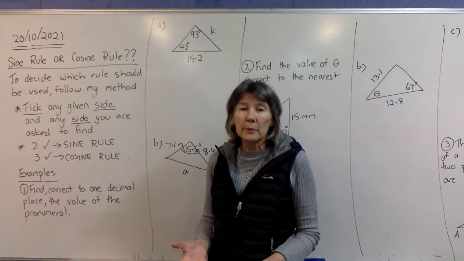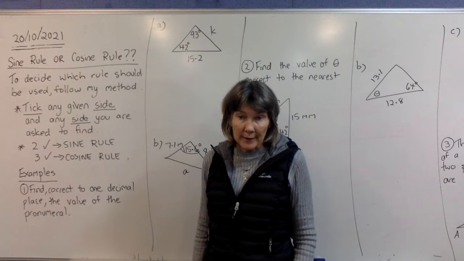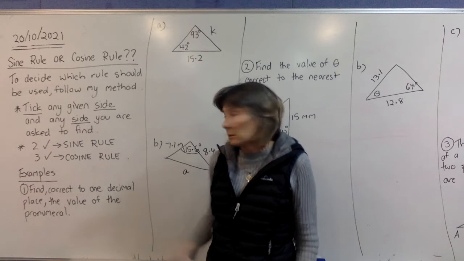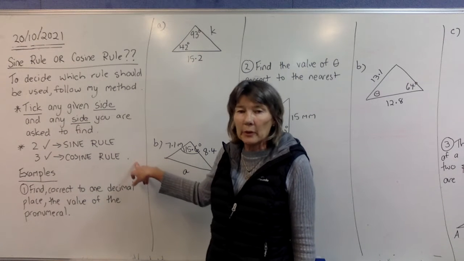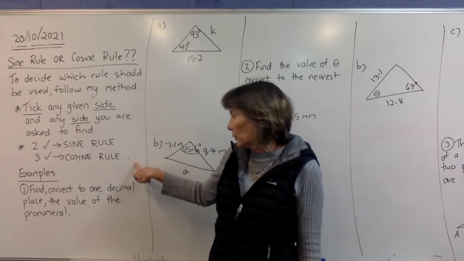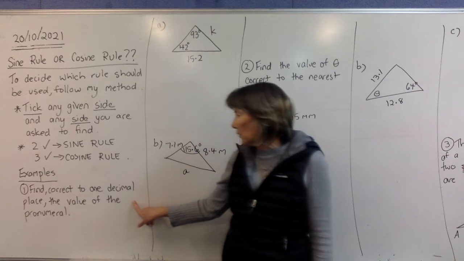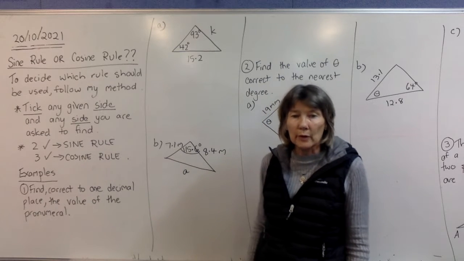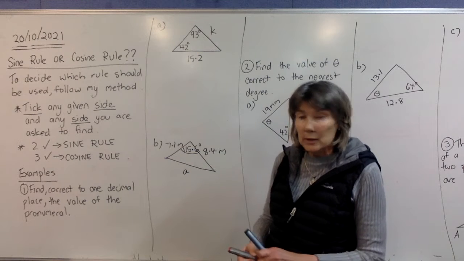So if you've got a number on a side, you tick it. If you've been asked to find a side, you tick that as well. If you end up with 2 ticks, it's a sine rule question. If you end up with 3 ticks, it's a cosine rule question. It works every time. Alright, so in the first one, we're finding the value of the pronumeral, or the value of the letter. So here's the first question, and let's see how the ticks work.